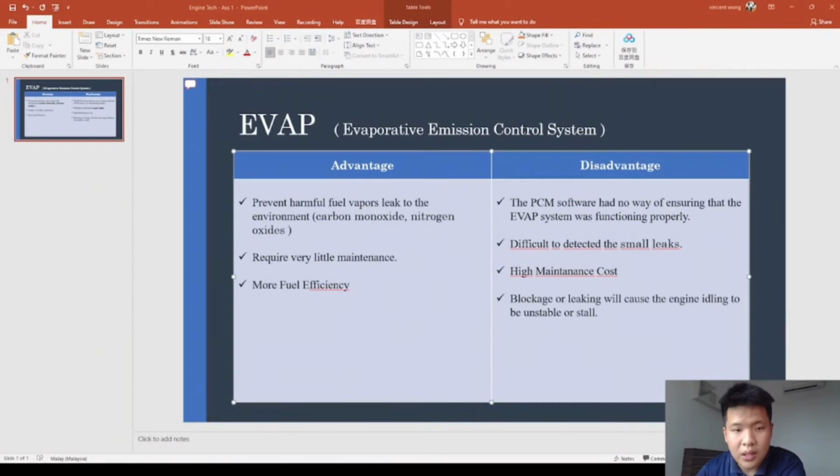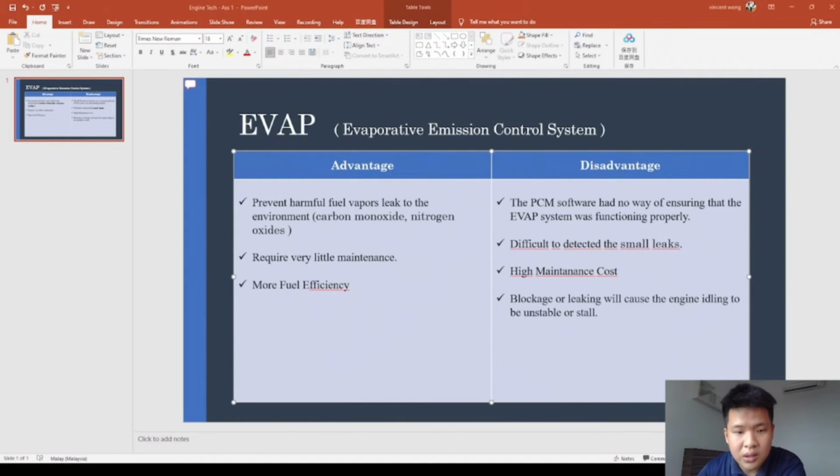My name is Vincent. I will present about the advantages and disadvantages of the evaporative emission control system. The first advantage is to prevent harmful fuel vapor from reaching the environment, such as carbon monoxide and nitrogen oxide. The system will collect the vaporized fuel and pass it through the vent lines to the vapor canister, where it will be contained and stored until the engine is started, and the fuel vapor will be burned in the engine along with the air-fuel mixture.